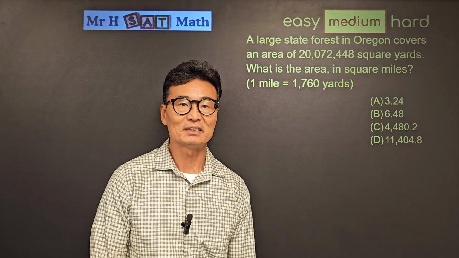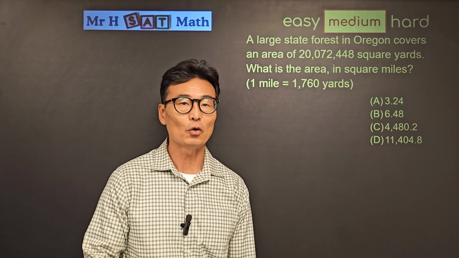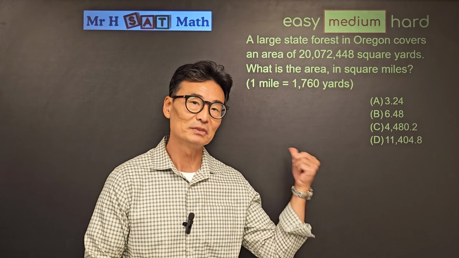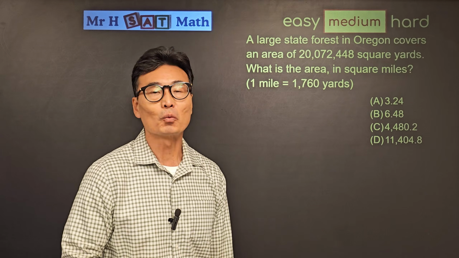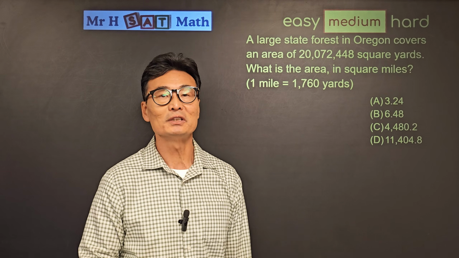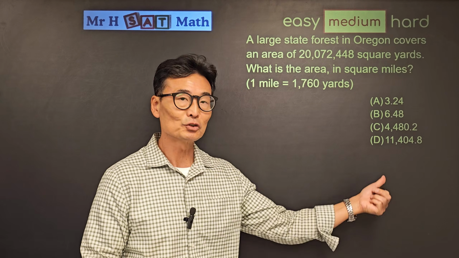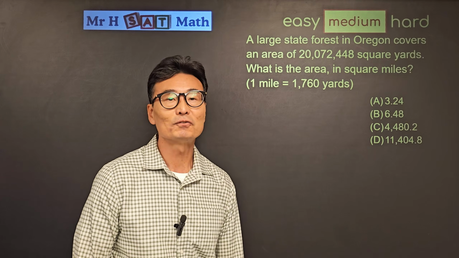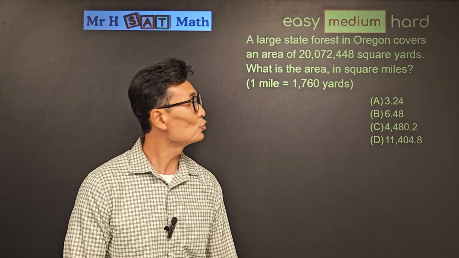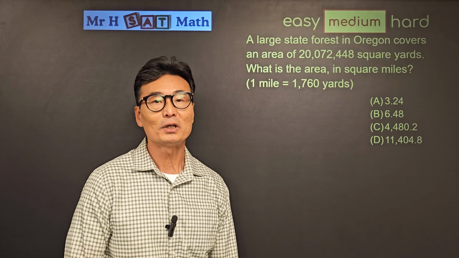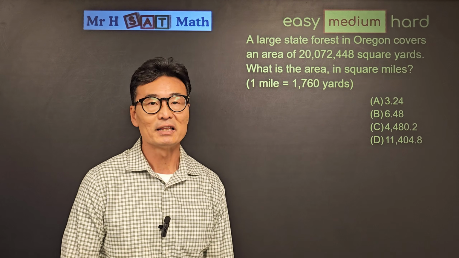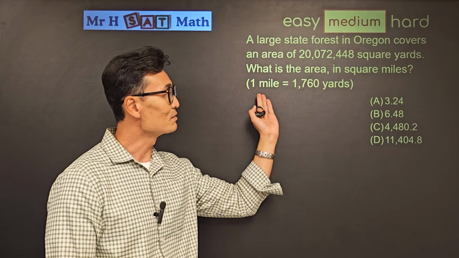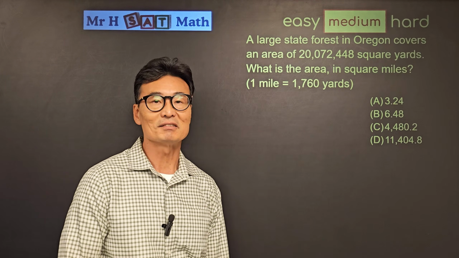Sometimes there are questions on the SAT math that are tricky or designed to trap the students into picking the wrong answer. This is such a case. Let me show you the wrong way where the students will do it so that they arrive at the wrong answer choice, as well as, of course, the correct way. So the question reads, a large state forest in Oregon covers an area of 20,072,448 square yards. Then, what's the area in square miles? And of course, on the SAT, they will always give you this. 1 mile equals 1760 yards.